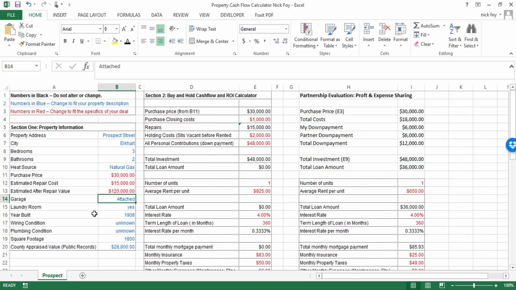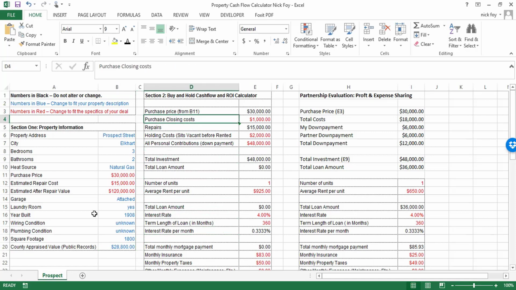So then down here we've got some more descriptions. So ours had an attached garage, it had a laundry room, it was built in year 1908. Wiring condition, plumbing condition, we put unknown. When you first are going through a property, you probably don't know this information. Square footage, ours was about 1,800 square feet, and according to the tax records, it was appraised at about $28,800.